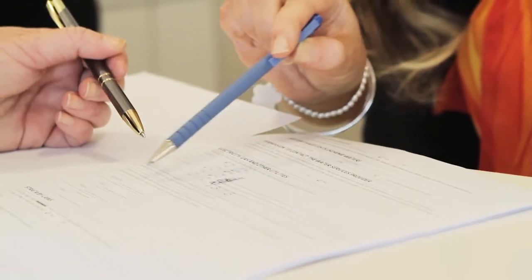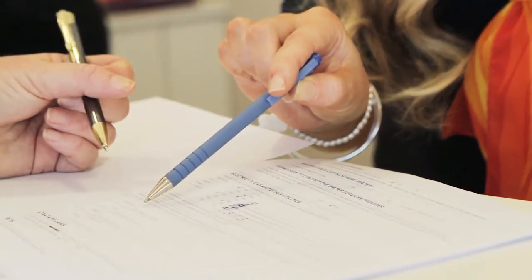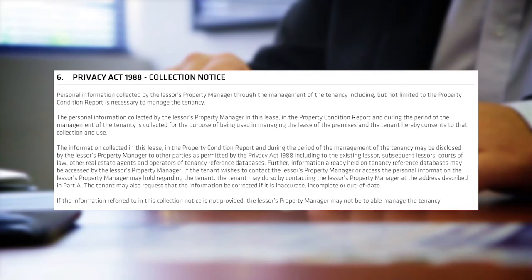The information collected in this lease, in the property condition report, and during the period of the management of the tenancy may be disclosed by the lessor's property manager to other parties as permitted by the Privacy Act 1988, including to the existing lessor, subsequent lessors, courts of law, other real estate agents, and operators of tenancy reference databases. Further, information already held on tenancy reference databases may be accessed by the lessor's property manager.